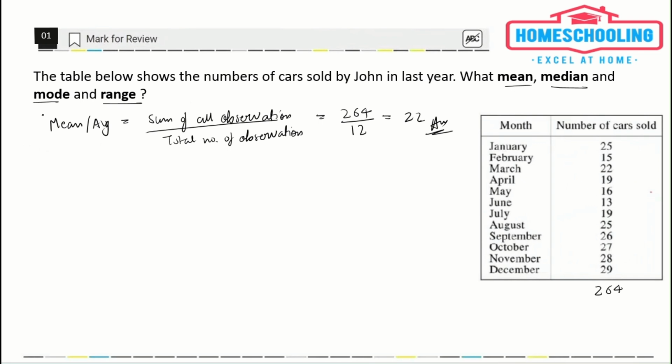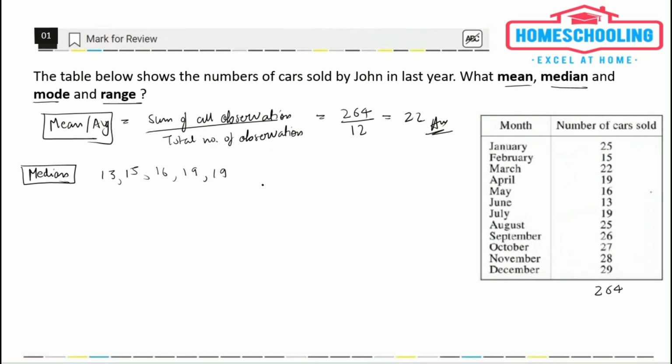Now we have to find the median. We have already found the mean or average, now we are going to find the median. As we have read in the basics, whenever we are finding a median, first we will rearrange the numbers in ascending order. Then we will find out the two middle numbers. So we'll start from the lowest number, that is 13. Then we have 15. Then we have 16. Then we have 19. I think we have 19 two times, so we'll take 19 twice.